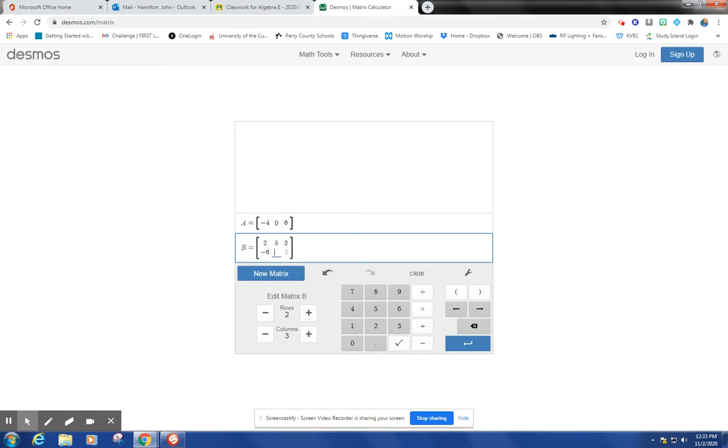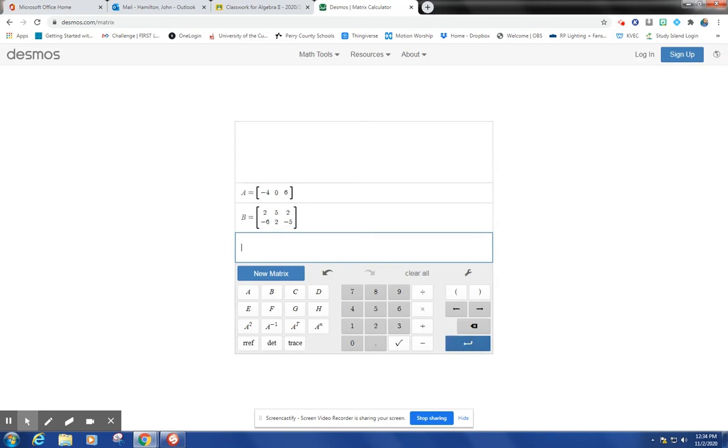My second row is negative 6, 2, and negative 5. Now I've got my two matrices. I'm going to go ahead and lock those in. And now I'm ready to see if it's going to multiply. Hopefully it will, right? Let's try it. There's no way to know except to try it.